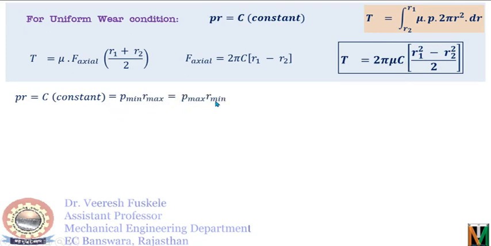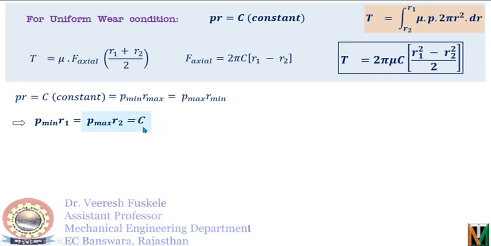That is, as these both are inversely proportional, so maximum pressure will be at the minimum radius and the minimum pressure will be at the maximum radius. So from here we can write down P minimum into R1, the maximum radius, and P max into R2, the minimum radius, which will be equal to C.